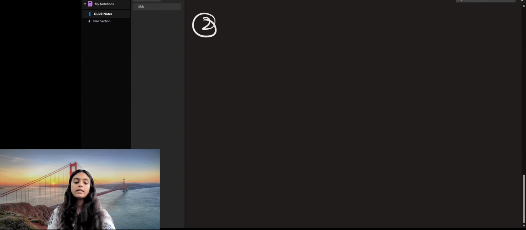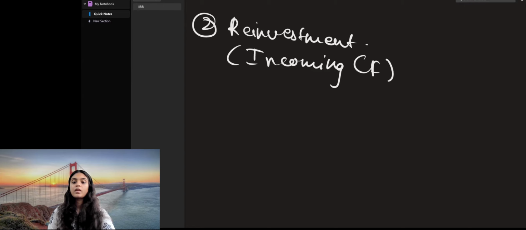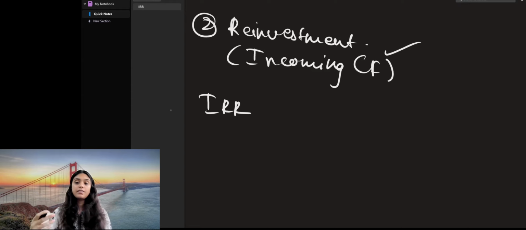So second is reinvestment. Now, reinvestment of what? Reinvestment of our incoming cash flows. This reinvestment takes into consideration incoming cash flows. What did the opportunity cost take into consideration? The outgoing cash flow. So IRR assumes that whatever is coming into the business is reinvested in an investment opportunity at the same rate as IRR.